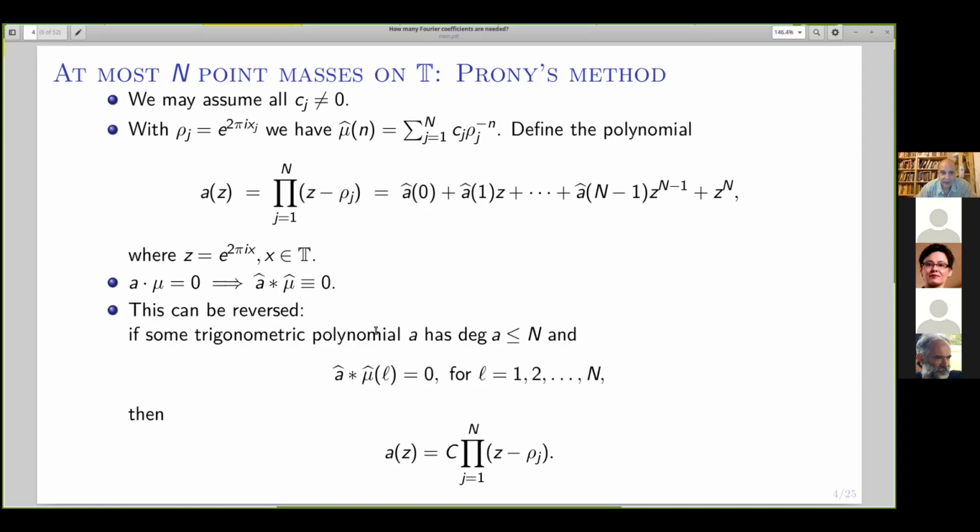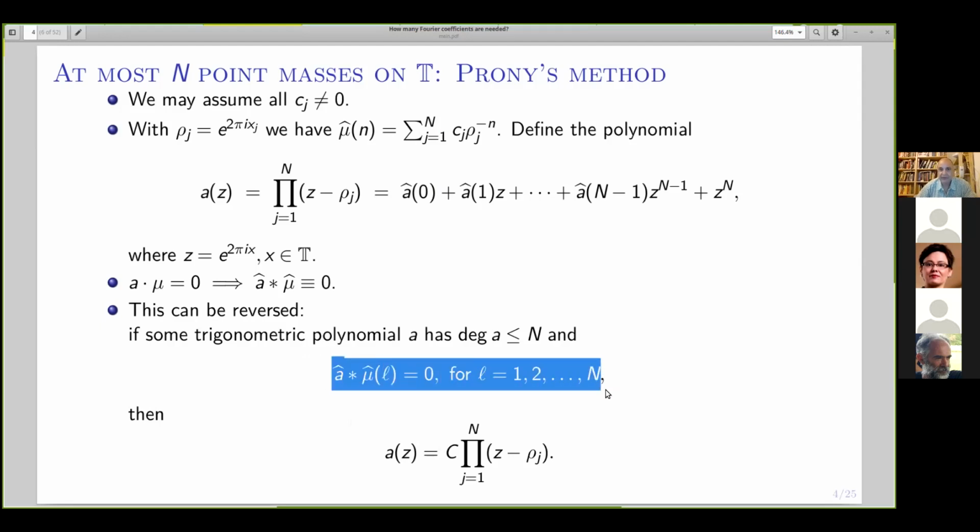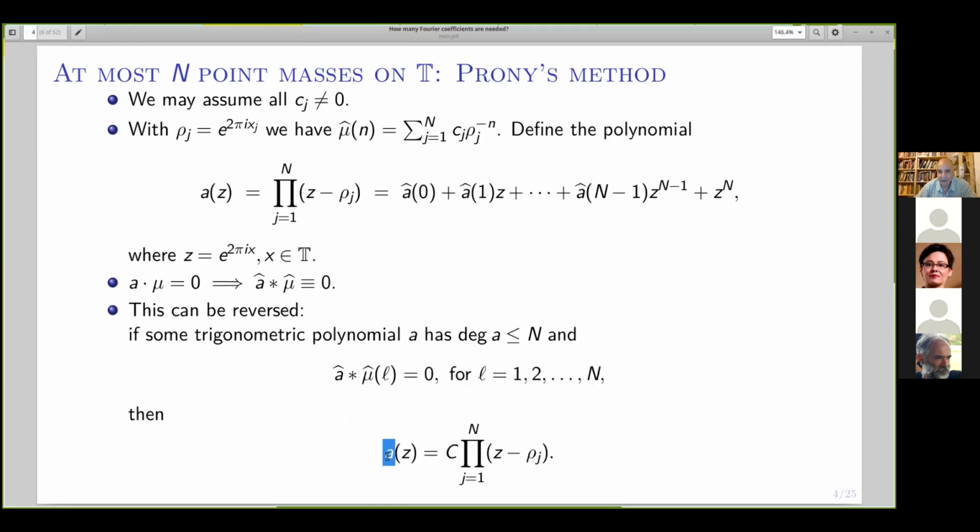Okay, so we are going to reverse this. So if we have a trigonometric polynomial a, which is of degree up to n, and we know that its convolution with mu hat is 0, and we do not have to check everything, but only these values. This is the important thing here. If we only know that the convolution here is 0 for all these values, it will turn out to be 0 for all the values, and a hat will be what we need. So the conclusion is that if we only can guarantee this for these values of the variable L, then our polynomial is what we were looking for.